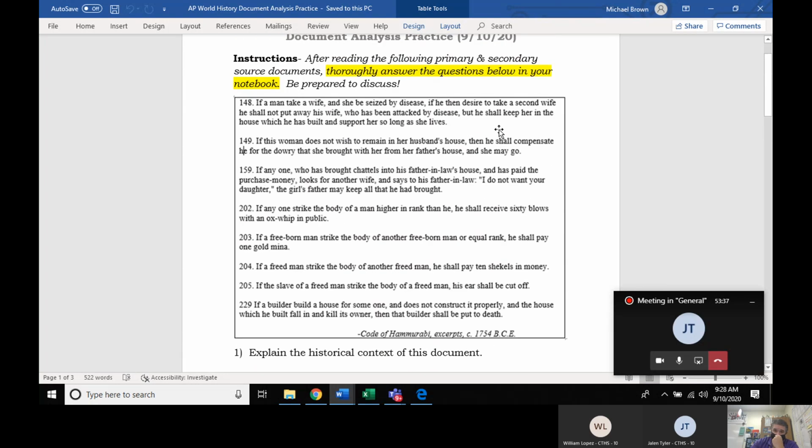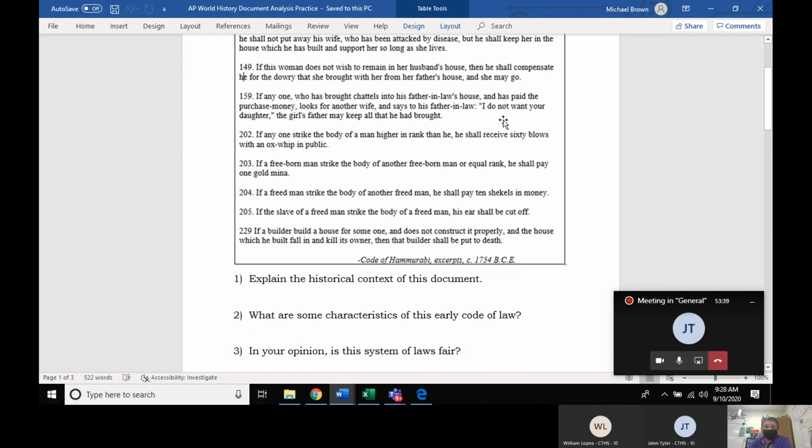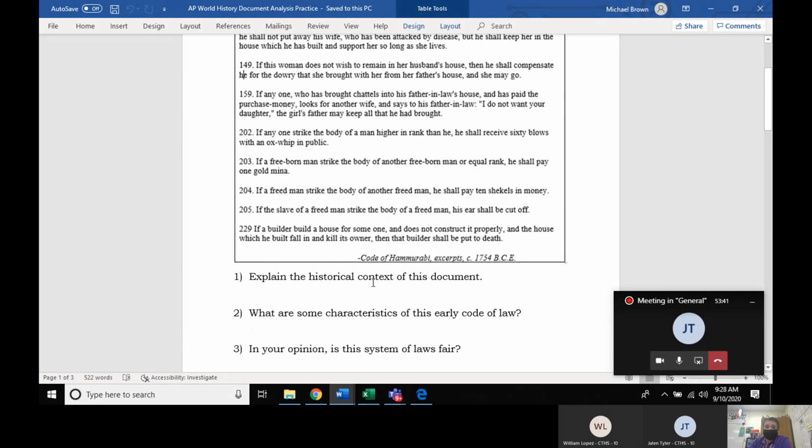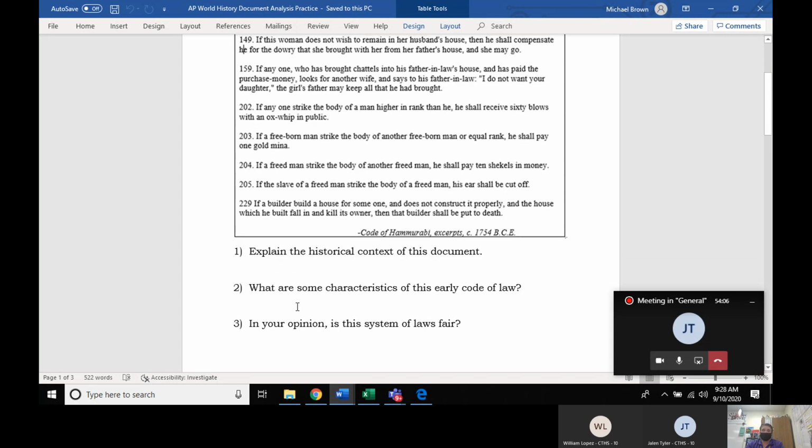Now, let me go over these questions real quick before I just cut you loose. Number one, explain the historical context of this document. I want you to think back to when you maybe, hopefully, took notes over the Code of Hammurabi. I don't want you to necessarily have to look it up in your notebook, but think about the time period that it came out of, the River Valley civilizations. Think about maybe the specific civilization it came out of. Think about anything that you can put down for background information.